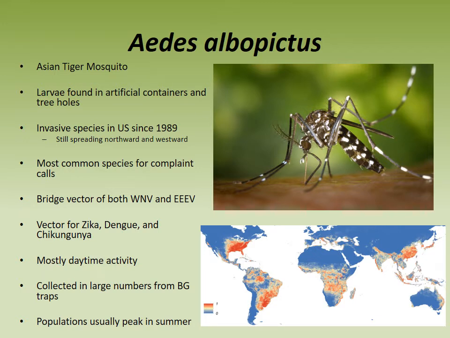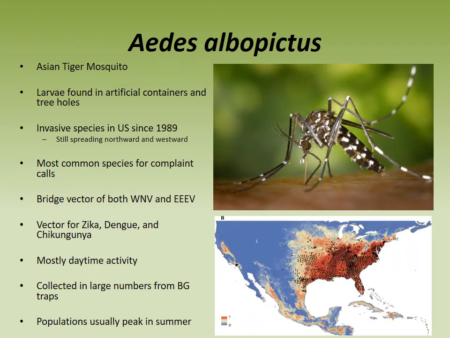In Suffolk, we usually see a small peak in early May, and then that dies off or falls down, and then you see another peak probably around mid-June, and then that peak stays throughout the summer. Really high numbers in July, August, even into September. And the close-up of the map of the United States and how its distribution is.